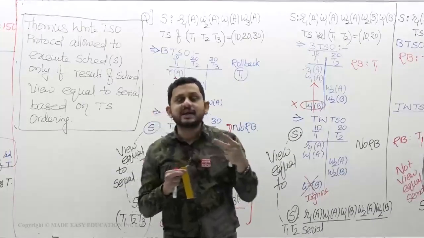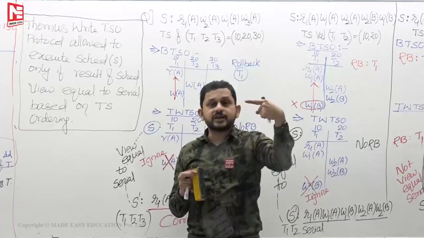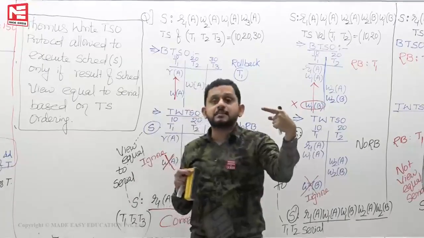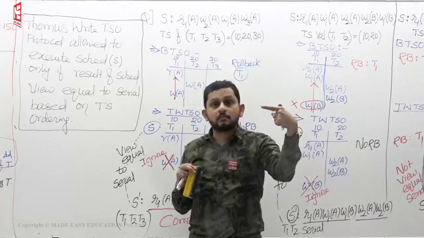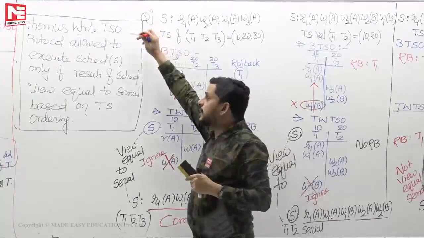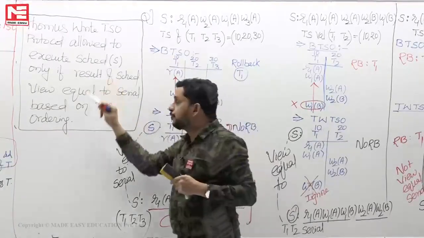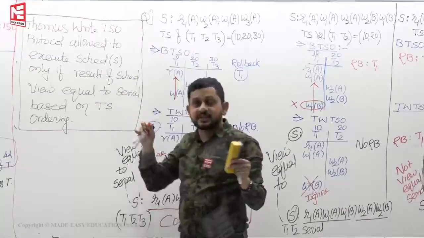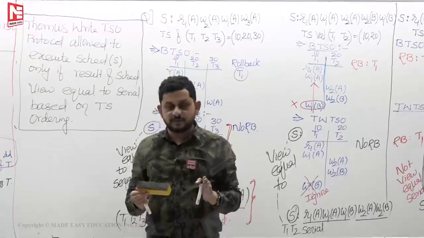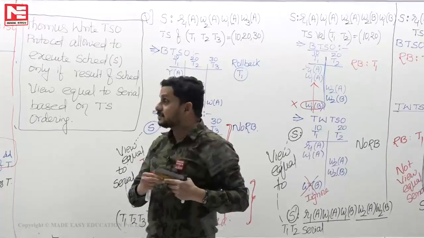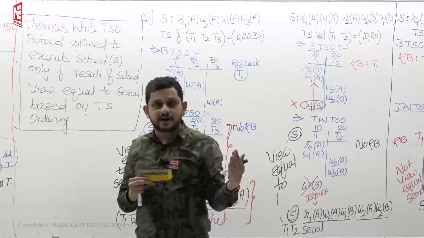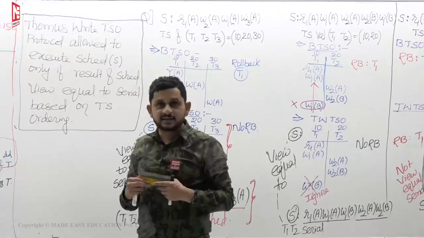Once in GATE, they asked this statement: basic timestamp ordering protocol is more close to conflict equal serial order, and Thomas write rule timestamp ordering is more close to view equal serial order. This kind of simple theoretical statement is often asked in competitive exams. The next small modification is the strict timestamp ordering protocol, which we will discuss now.